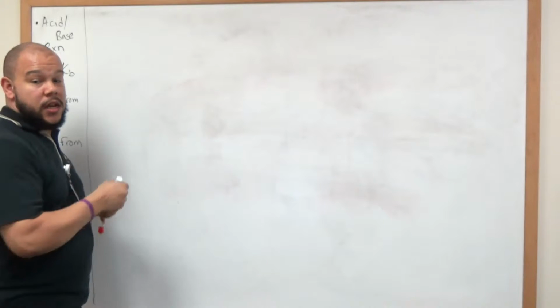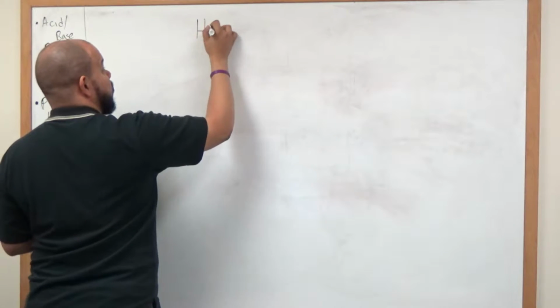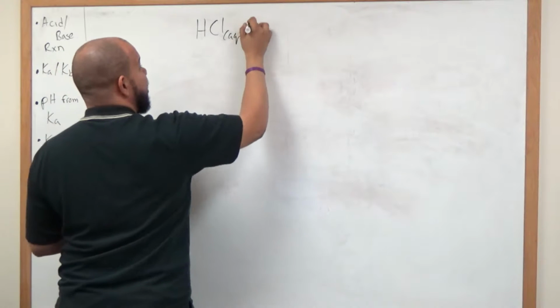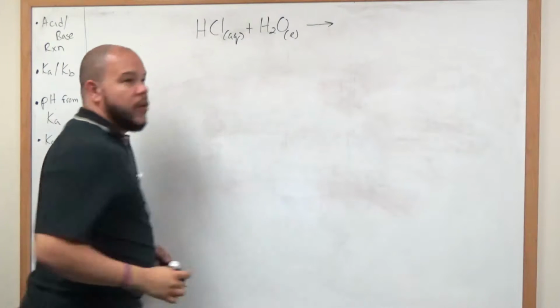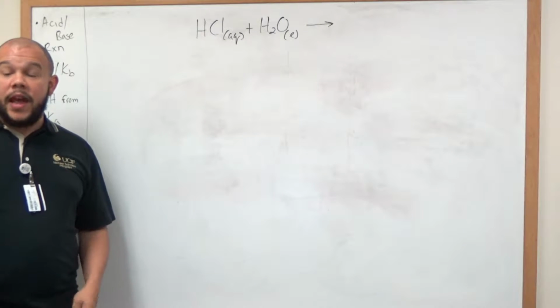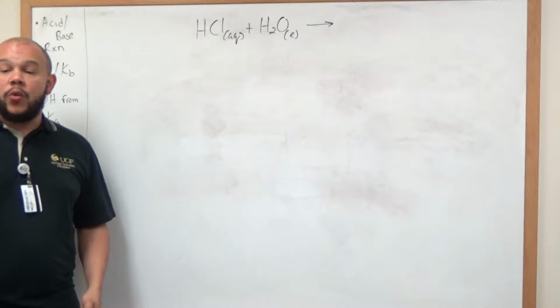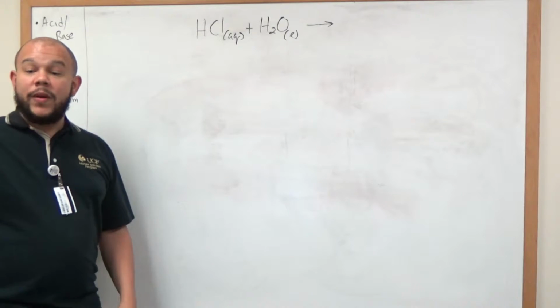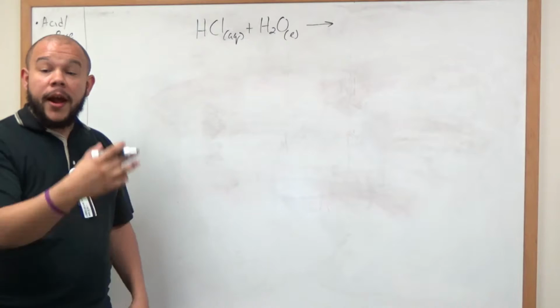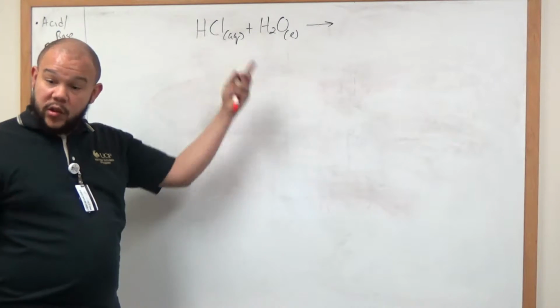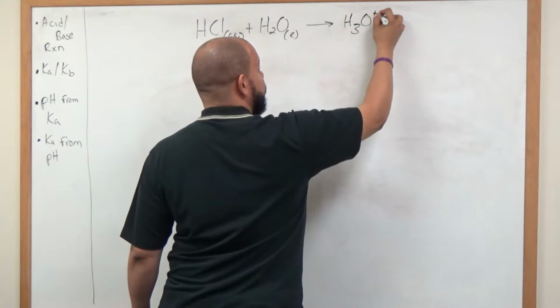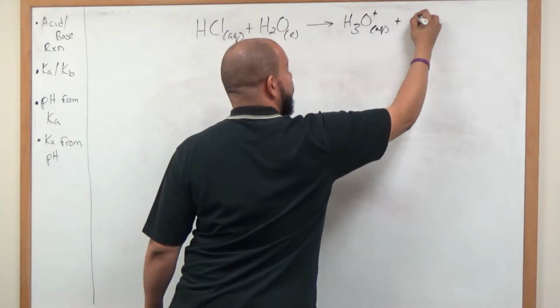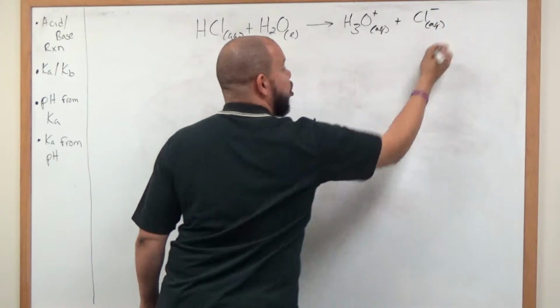Let's talk about a strong acid, particularly HCl. If we had HCl added to water, what do we expect to happen? HCl is hydrochloric acid. It's an acid. We expect it to give up its proton. We expect it to then form hydronium, because water in solution wants to pick up that proton. So we end up with hydronium, which is what we expect, and we end up with chloride ion.